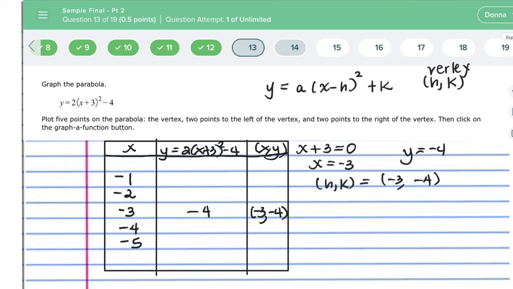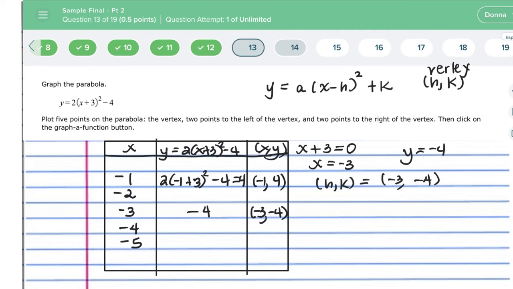So let's go ahead and substitute in x equal to negative 1. So we'll get 2 times negative 1 plus 3 squared minus 4. And then when we take negative 1 plus 3, that's going to give us 2. And 2 squared is 4. And 2 times 4 is 8. And 8 minus 4 is 4. So we'll have (negative 1, 4).